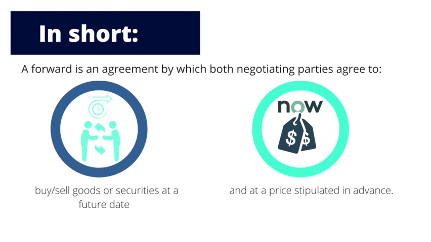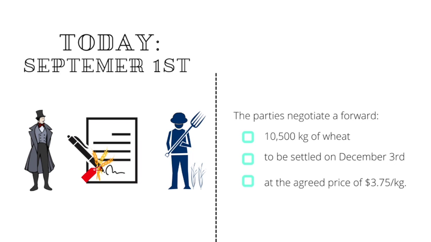In a nutshell, we can say that a forward is an agreement by which both negotiating parties agree to buy and sell a number of goods or securities at a future date and at a price stipulated in advance. Going back to our previous example, today, September 1st, the parties negotiate the forward sale of 10,500 kilograms of wheat to be settled and compensated on December 3rd at the agreed price of $3.75 per kilogram.